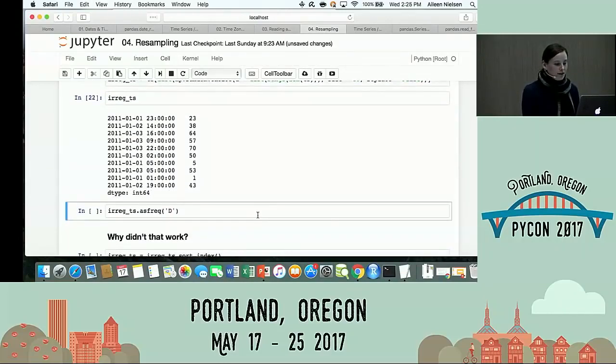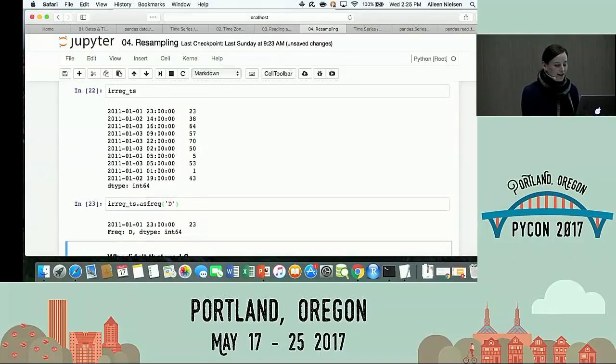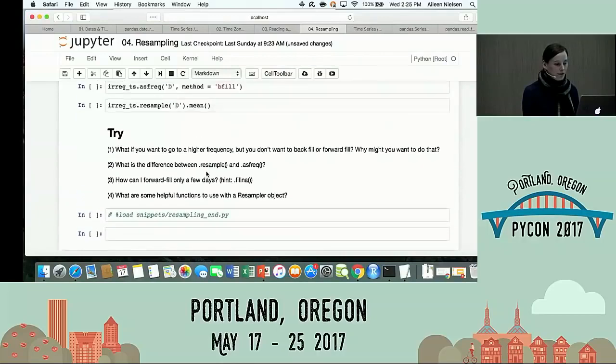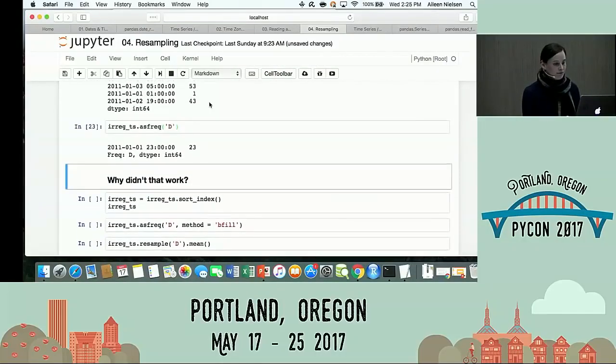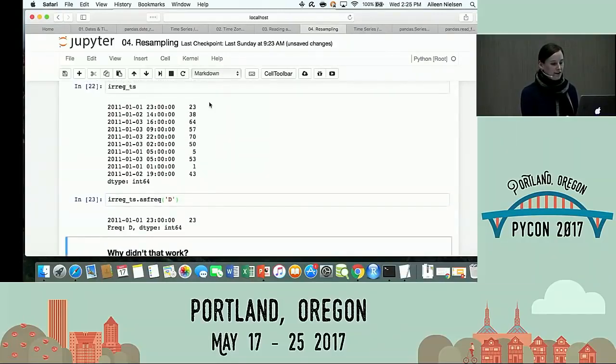So if we look at my irregular time series here, you can see I did 11 p.m. on the first and then 2 p.m. on the second. If I want to just resample that, I can do an asFreq, and that will get me down to what I want. Okay, so why didn't that work, what I did? I took my irregular time series, I sampled it as frequency daily, and it just gave me back January 1st, 2011.